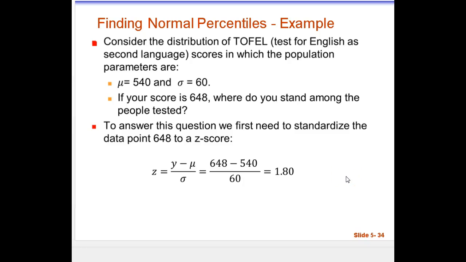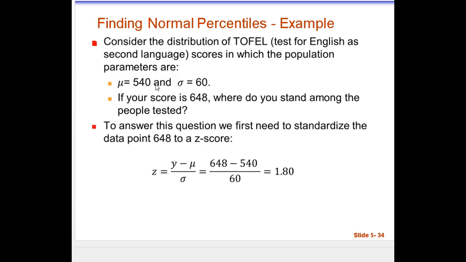All right, let's have a look at using Minitab to answer questions about the normal distribution. We have a question here on slide 34 asking about your relative standing if you wrote the test for English as a second language and you scored 648. It's known that the average test score was 540 with a standard deviation of 60. Because you scored 648, you definitely did better than half the people who wrote the test, because the average is 540. The question is exactly how much better did you do?